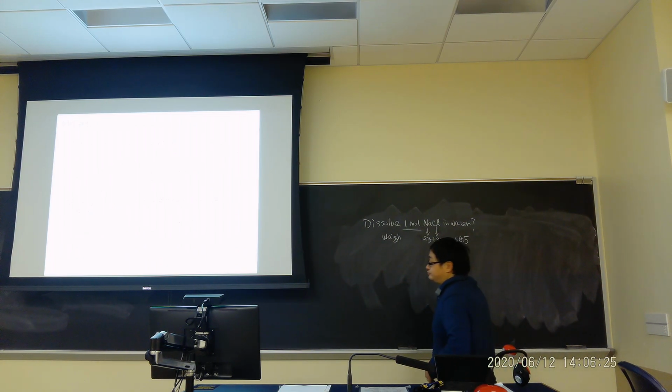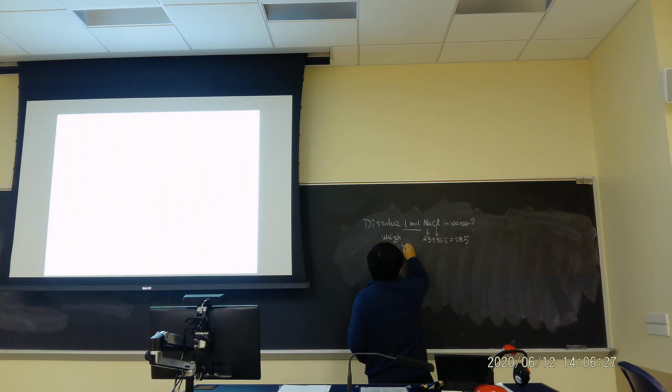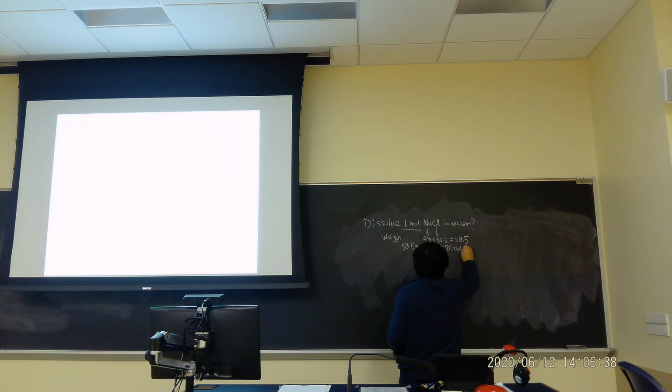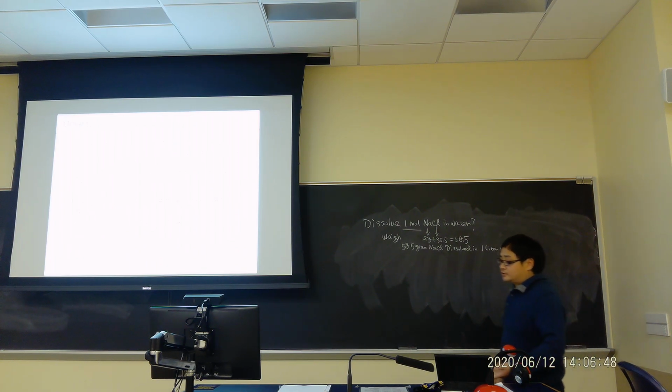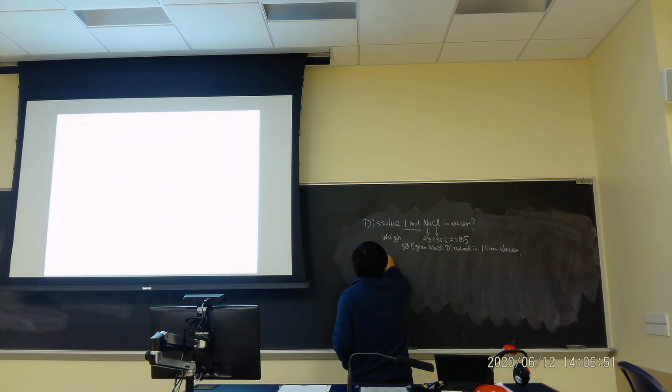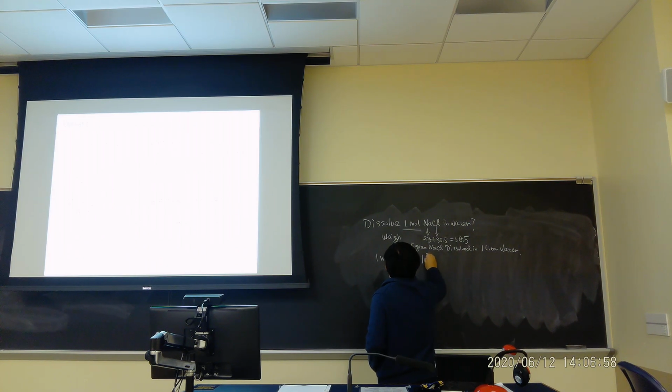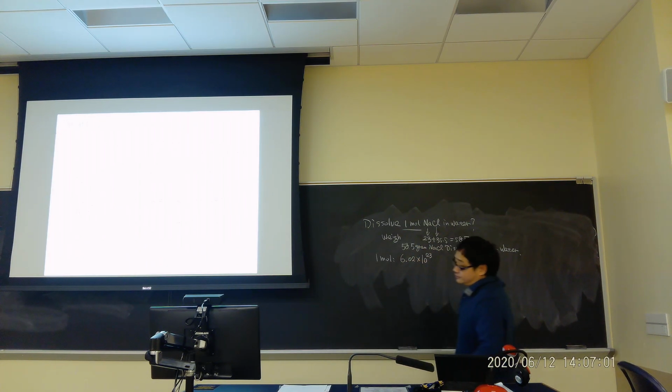How to make one molar? You weigh 58.5 grams of sodium chloride and dissolve it in 1 liter of water. Okay? That is how you make one molar. Now what does one mole mean? This means 6.02 multiplied by 10 to the 23 particles.